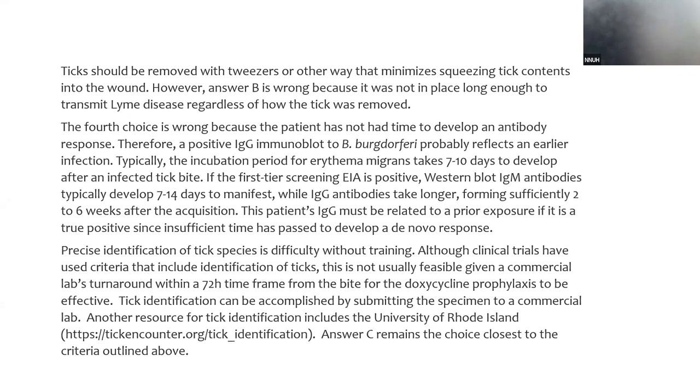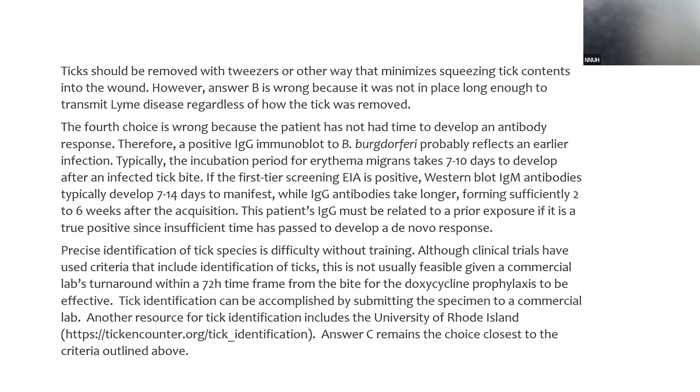Typically, the incubation period for erythema migrans is 7 to 10 days to develop around an infected tick bite. If the first-tier screening ELISA is positive, Western blot IgM antibodies typically develop in 7 to 14 days, while IgG antibodies take longer, forming 2 to 6 weeks after acquisition. This patient's IgG must be related to a prior exposure if it's a true positive, since insufficient time has passed to develop a de novo response.